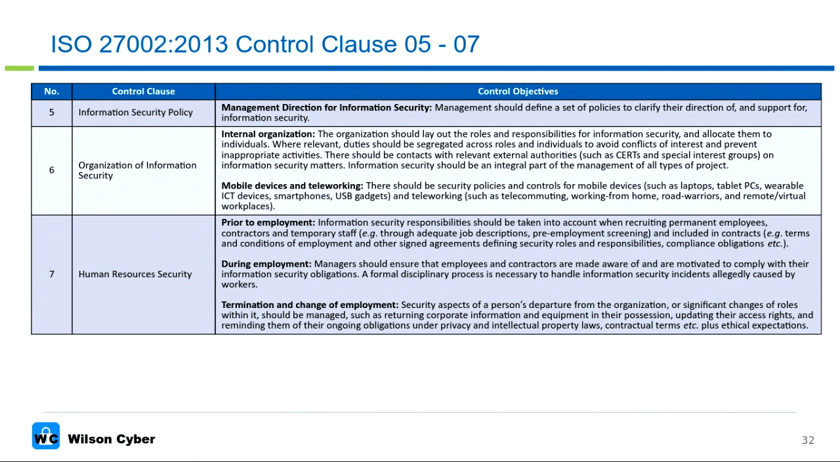During employment, managers should ensure employees and contractors are made aware of and motivated to comply with their information security obligations. A formal disciplinary process is necessary to handle information security incidents allegedly caused by workers. Termination and change of employment: security aspects of a person's departure from the organization or significant change of roles within it should be managed, such as returning corporate information and equipment in their possession, updating their access rights, reminding them of their ongoing obligations under privacy and intellectual property laws, contractual terms, etc., plus ethical expectations.